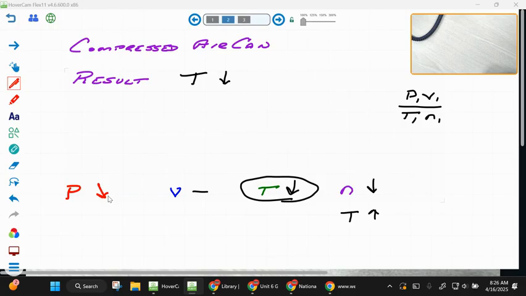Does anyone have any questions on what we've talked about so far? Okay, so now, what would that cause T to do if P goes down? They're in a direct relationship. P and T, Gay-Lussac's law, direct relationship. Why did the can get cold? Because of pressure decreasing. That is the only possible explanation.